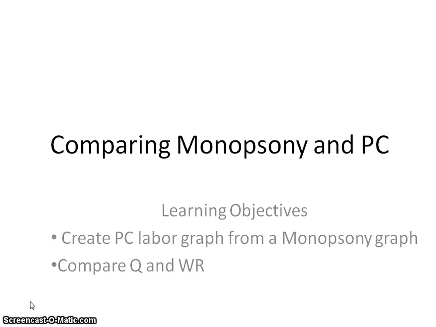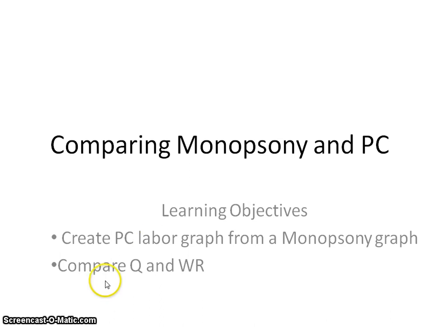In this screencast, we're going to compare the monopsony and the perfectly competitive labor market. We're going to draw the two firms throughout the screencast, so you're going to need to stop the screencast as you're going along to be able to do the steps that are provided. While we are comparing, we'll first draw the monopsony graph, and then we will look at the perfectly competitive graph and compare it to it.